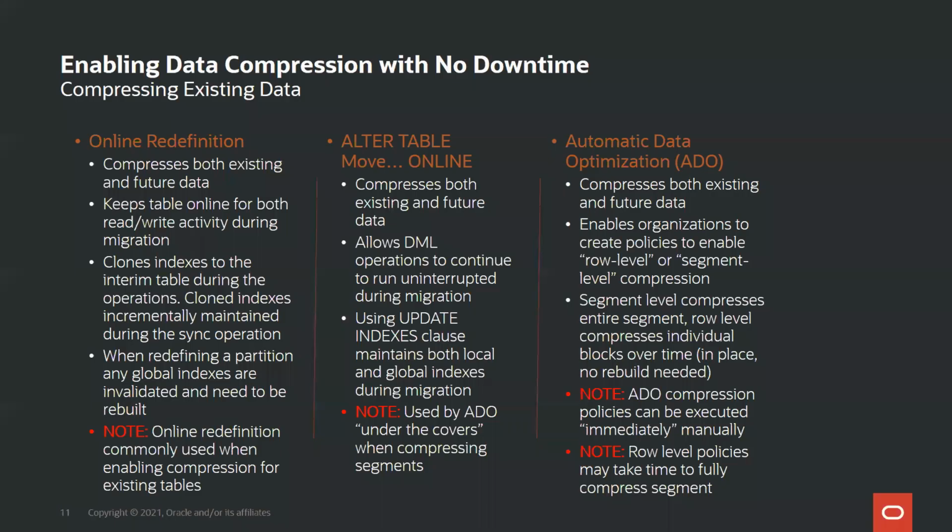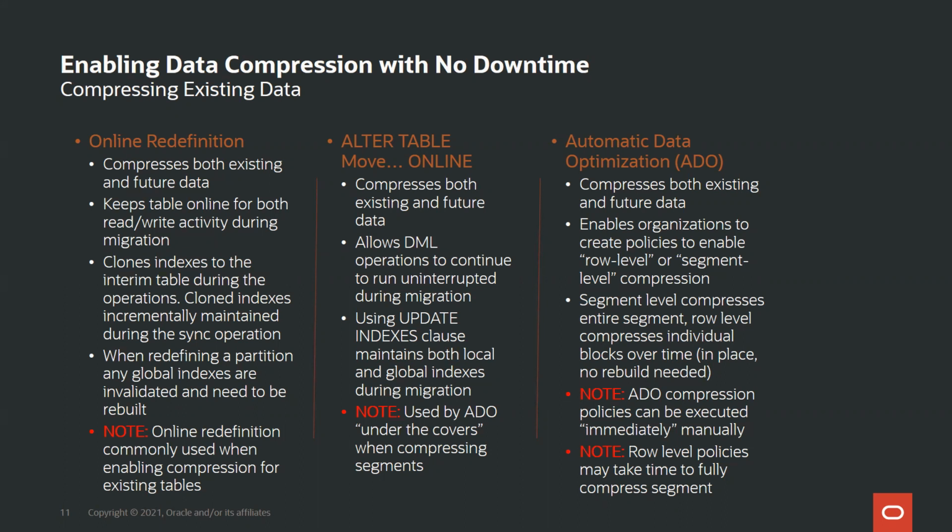Enabling data compression. There are 3 different ways to enable database compression for existing data while that data is still online and available. The first is a pretty common and well-known capability within Oracle, online redefinition, that allows you to keep your tables online for both read and write activity while those tables are being enabled for compression.